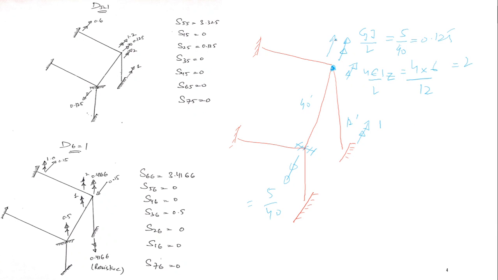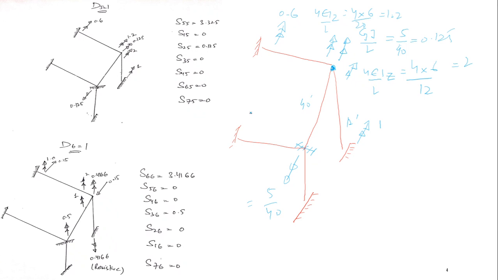Here again the moment would be produced and the magnitude would be equal to 4 EIZ by L. So 4 into EIZ, which is again 6, over length 20 comes out to be 1.2. This would be half, 0.6.